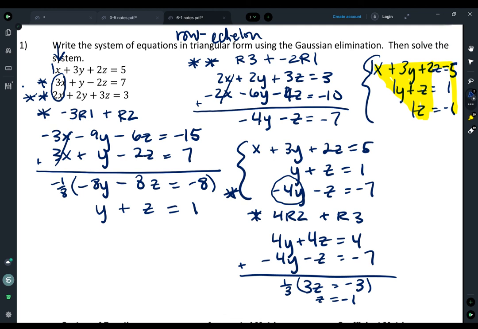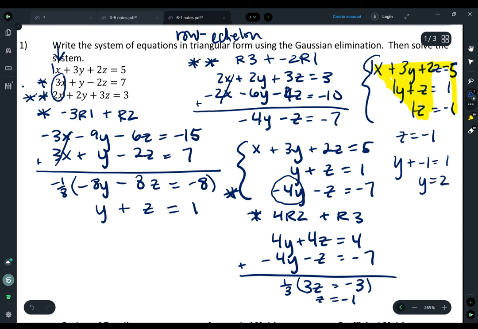Back substitution is where I take my z and go back into my row 2 and find my y. So y plus z equals 1. So y plus -1 equals 1. So y equals 2. And then I'm going to take both z and y and substitute back into the first equation and get my x.